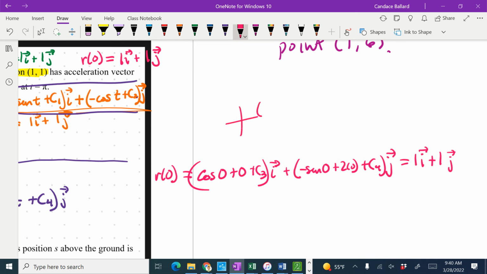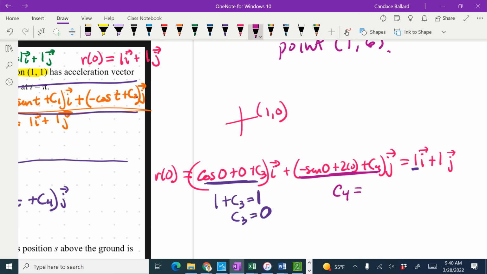Okay, unit circle again, right? What is the cosine of 0? 1, good, plus c sub 3 equals 1. What's c sub 3 equal to then? Oh, 0. All right. What's sine of 0? 0. So 0 plus c sub 4. What's c sub 4 equal to? Yeah, just the 1.